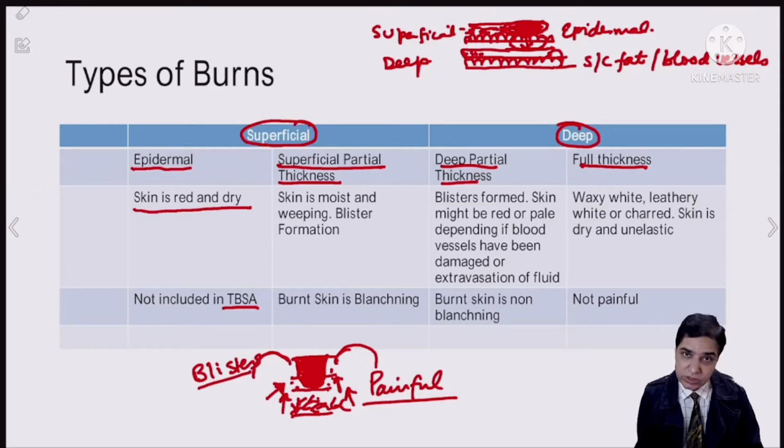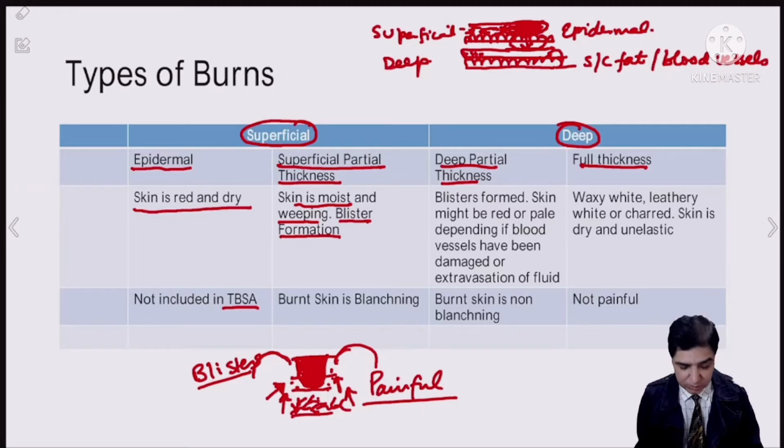So the characteristic of the superficial partial thickness burns, which is one of the most common burns that we see in practice, is that the skin is moist. The skin is quite moist and is weeping. So you can see the fluid coming out from the raw surface. Why? Because of the vasodilatation leading to fluid extravasation, and you can see that fluid on the skin surface. And I told you it can lead to blister formation as well.